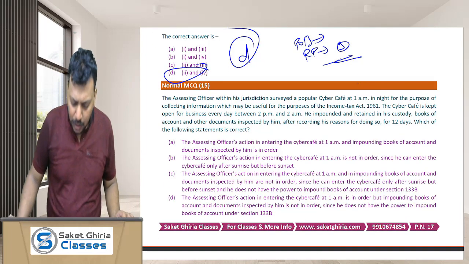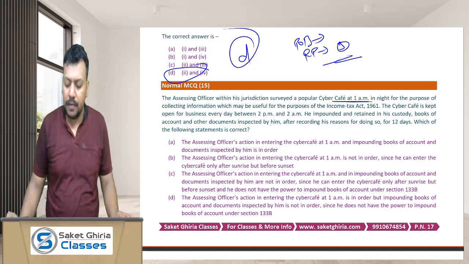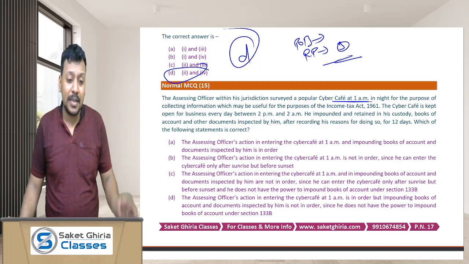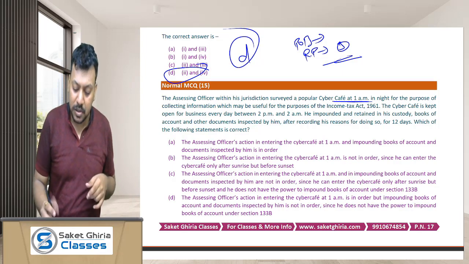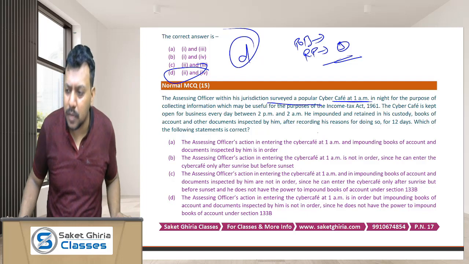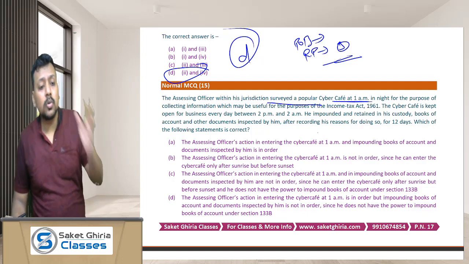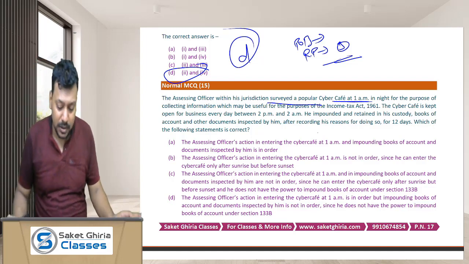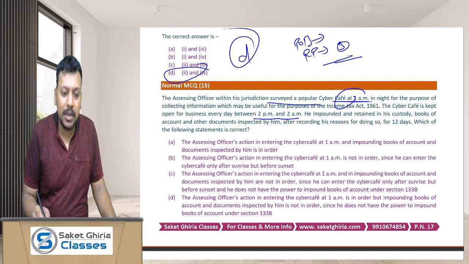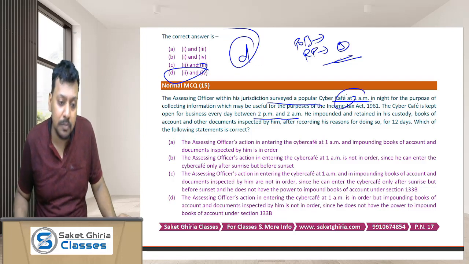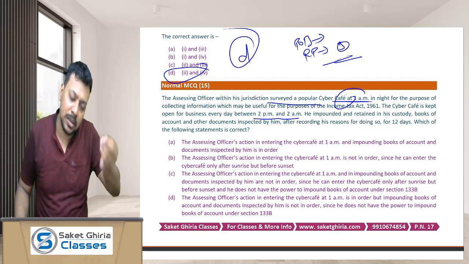So in this case, the assessing officer has jurisdiction and he has made the survey at 1 AM in the night. Sir, at 1 AM in the night, the sun has already set. Dear friends, we are not concerned with the sunset because a cyber cafe is a place of business, and in a cyber cafe you can make the survey during those hours for which it is kept open for business. The cyber cafe is open to the public between 2 PM and 2 AM, which means 1 AM is within the business time. So entering the cyber cafe at 1 AM in the night is as per law.